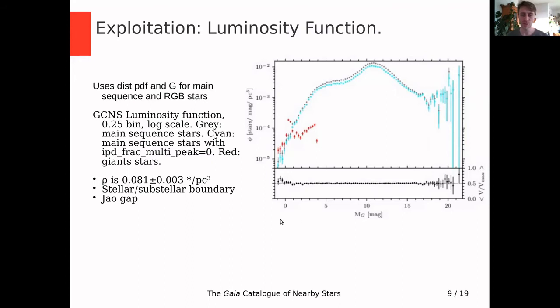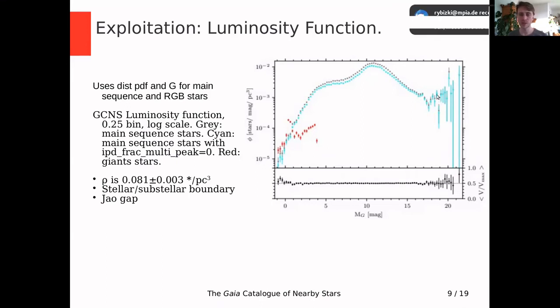You see the luminosity function here in absolute G magnitude on the x-axis. Bright stars are here, faint stars are here, and our Sun would be around magnitude 5. And on the y-axis, you have the number of stars per magnitude bin per volume. In red, you have the giant stars, and you see a clear peak for red clump stars. And for the main sequence, the luminosity function is peaking at around 11th magnitude. Then it goes down again for fainter objects.